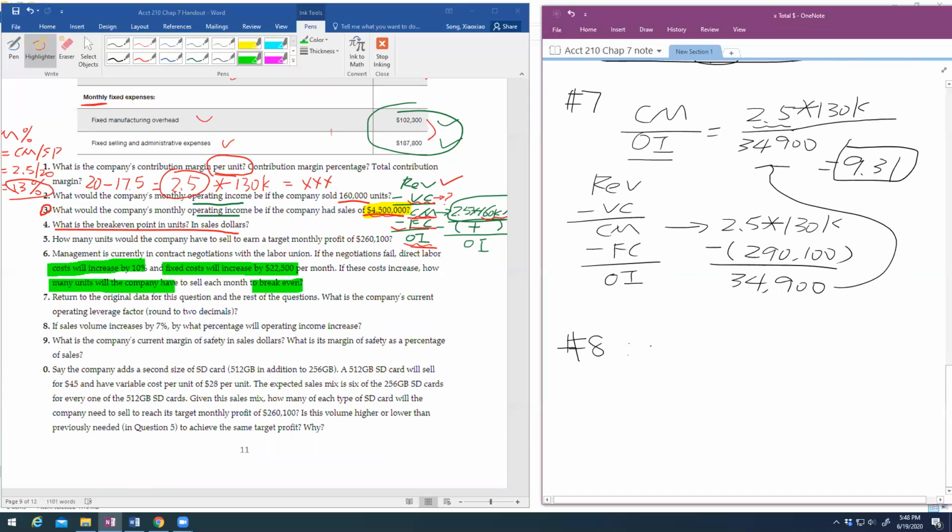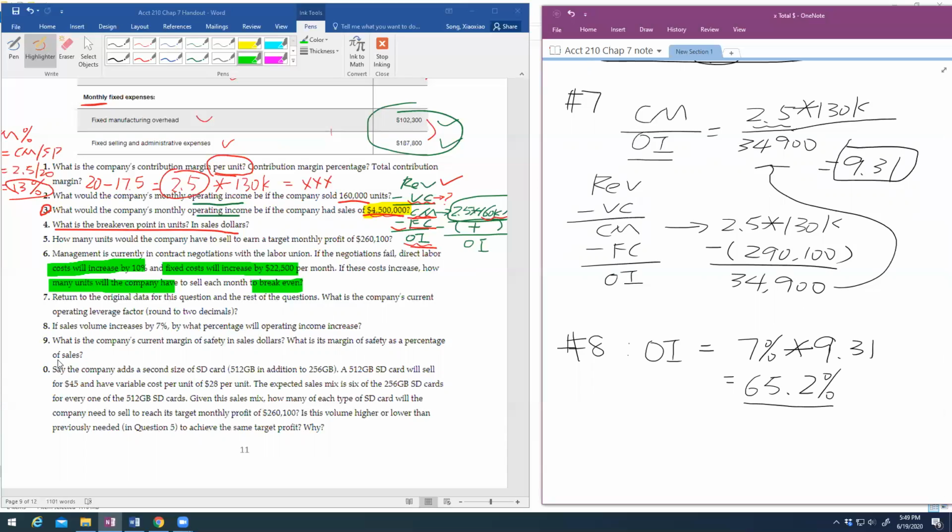Okay, so the change of our operating income is your change of volume times your factor, 9.31. So your operating income will be increased by this. That will be increased by 65.2%. That's it. So you just need to know that when your volume increases by 7%, your operating income will increase by 65.2%.